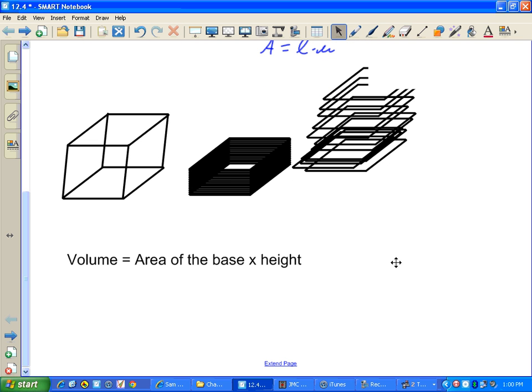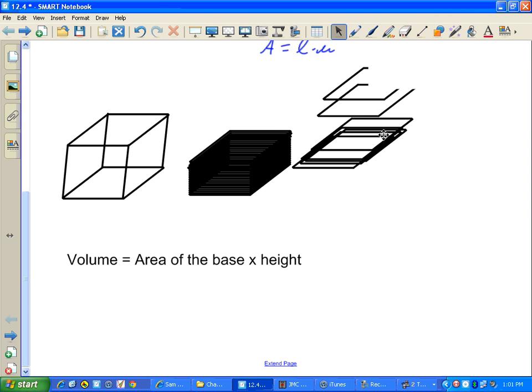So if we look at each one of these, this is an area piece that I've taken, and I'm taking a bunch of areas and stacking them up until I get one full cube here, or one full shape. I'm taking the area and multiplying it by as many as it takes to get my full shape. The number that it takes is this height. So volume is area of the base times the height.